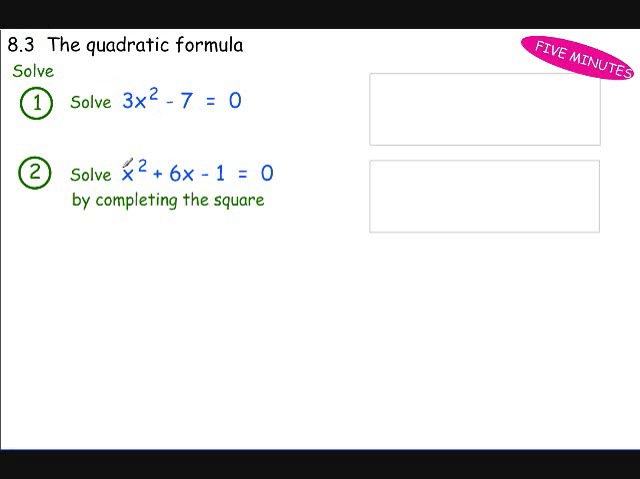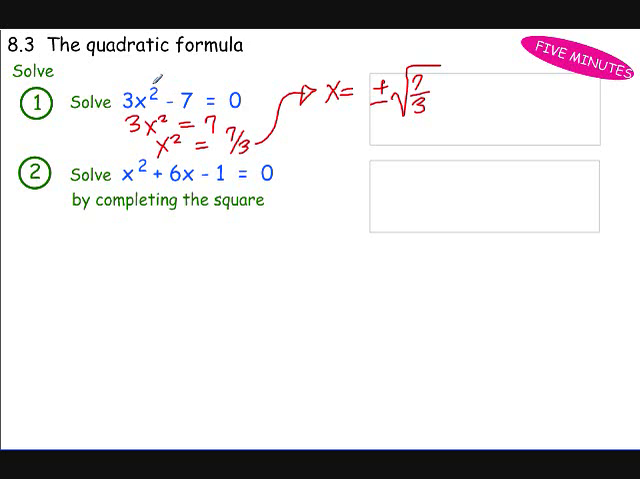I'm going to warm up with solving a couple equations. X squared equals 7 divided by 3. So x is equal to plus or minus the square root of 7 divided by 3. We expect to have two answers because our highest power was 2.